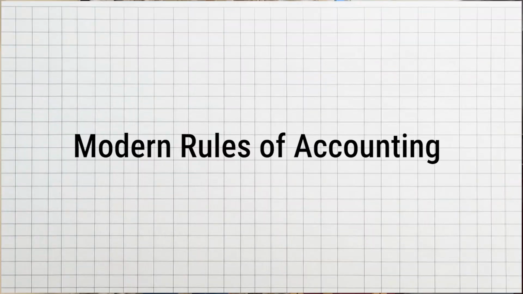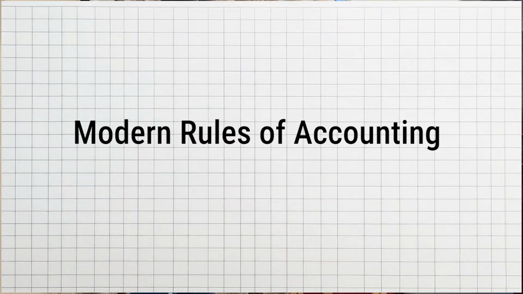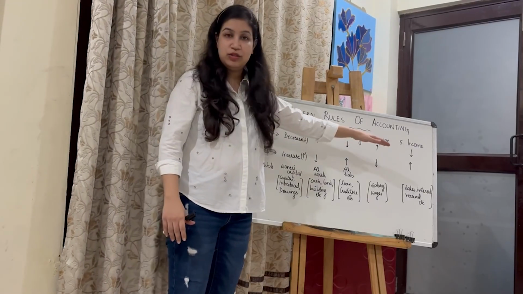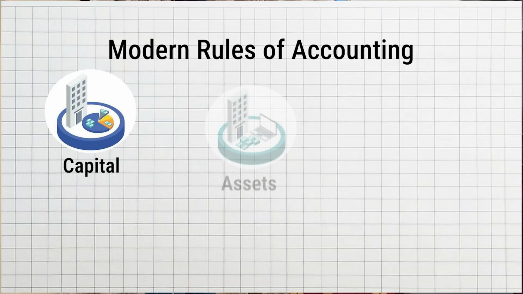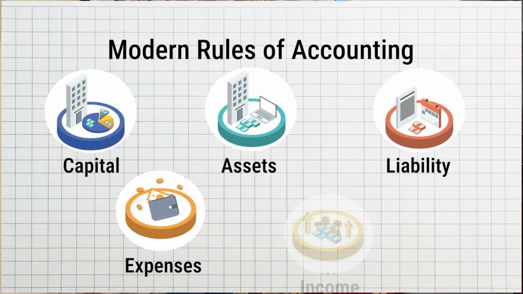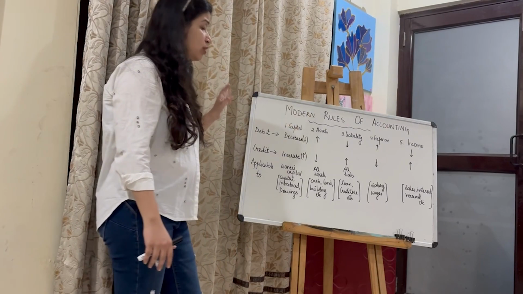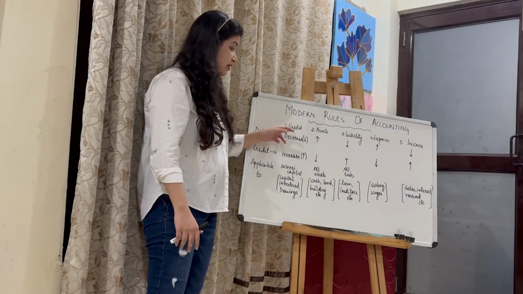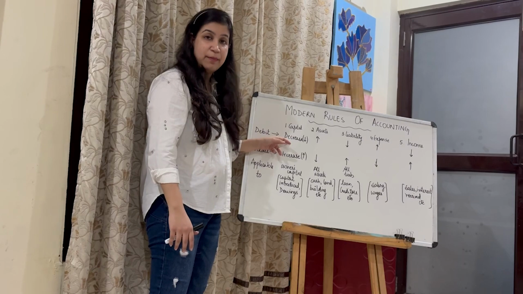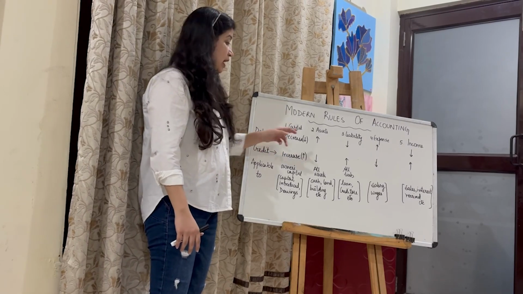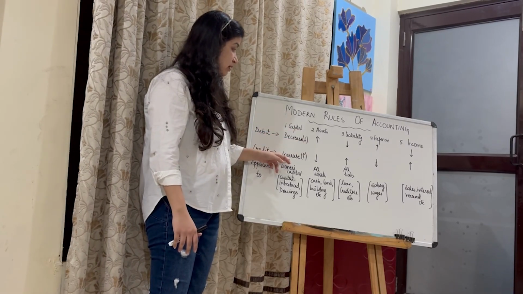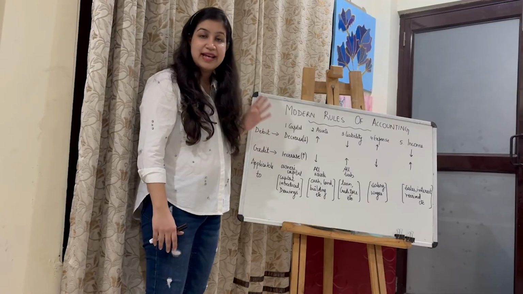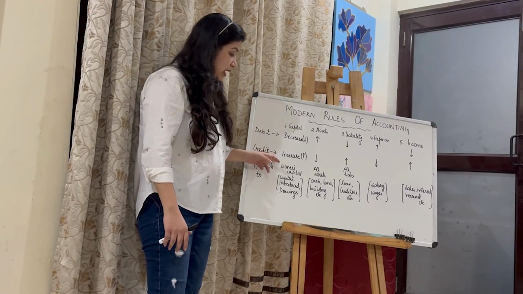So first we have the modern rules of accounting, wherein we have 5 categories: capital, assets, liability, expenses and income. So what does the rule simply say? Debit and credit. If there is a decrease in liability or a decrease in capital, it will be debited. If there is an increase in capital, it will be credited. As simple as that. Now, what is an example?